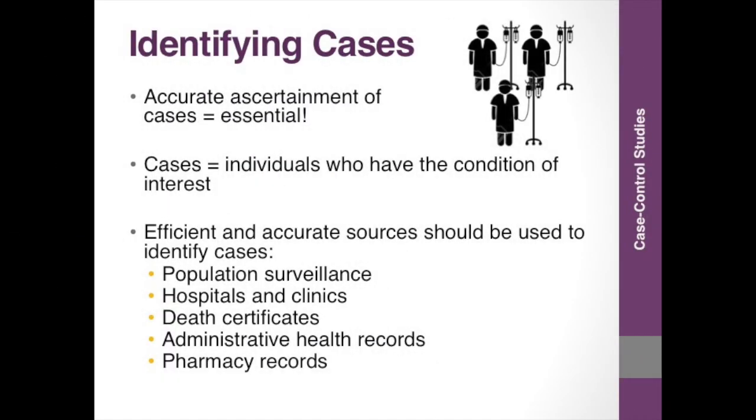A good selection criteria for a case definition should lead to an accurate classification of the disease. The cases are individuals who have the condition of interest. There are many different accurate and efficient sources that can be used to identify cases, such as surveillance methods or hospital and clinical records, death certificates, admin data sets records, or pharmacy records.